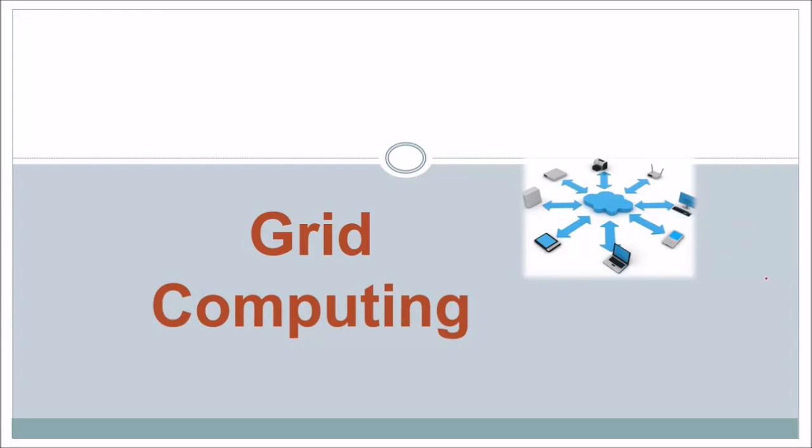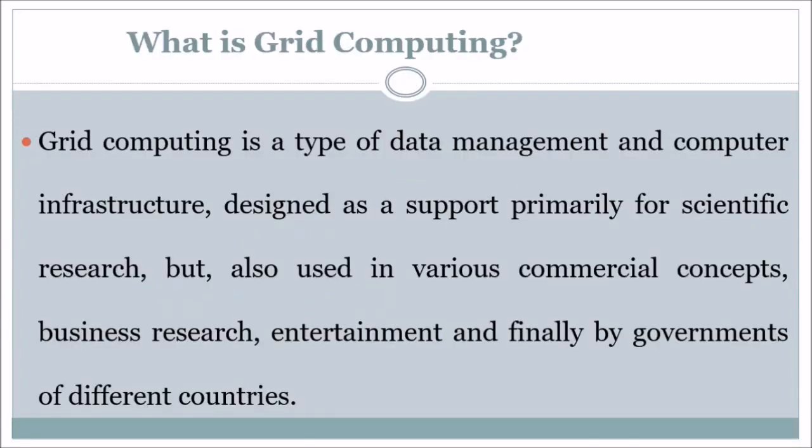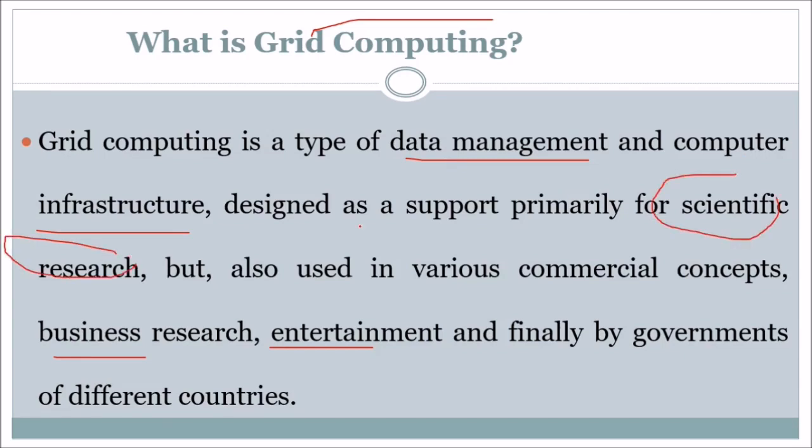So let us talk about grid computing today. Grid computing is a type of data management and computer infrastructure designed as a support primarily for scientific research, but also used in various commercial concepts, business research, entertainment, and finally by governments of different countries. Now, this definition, or the idea about grid computing, involves heavy scientific research.